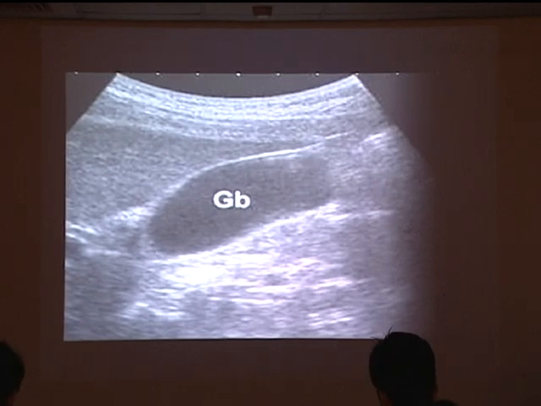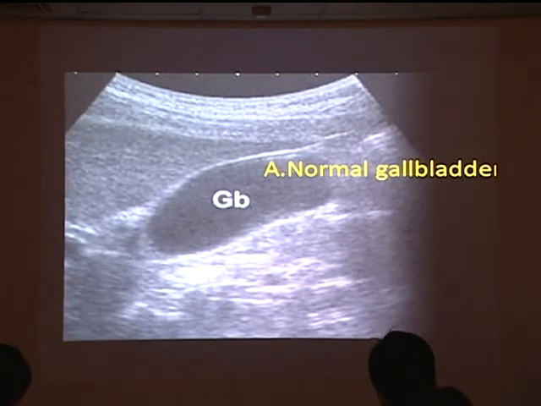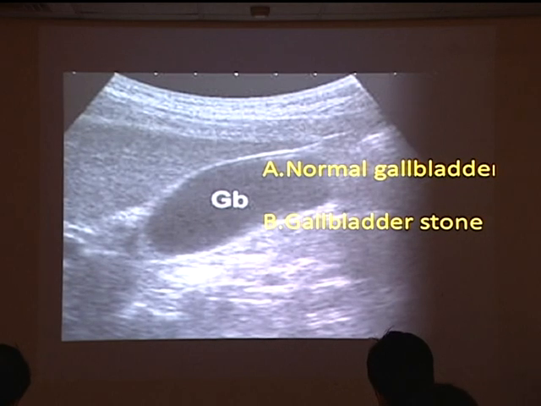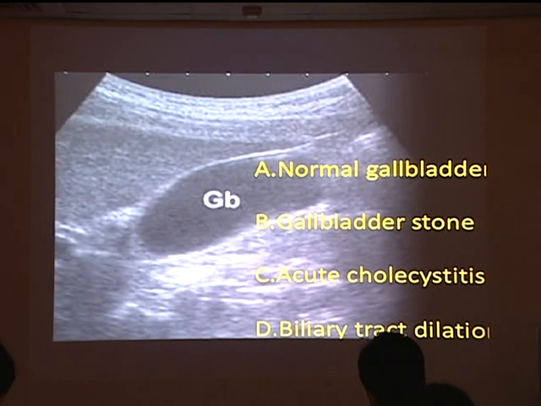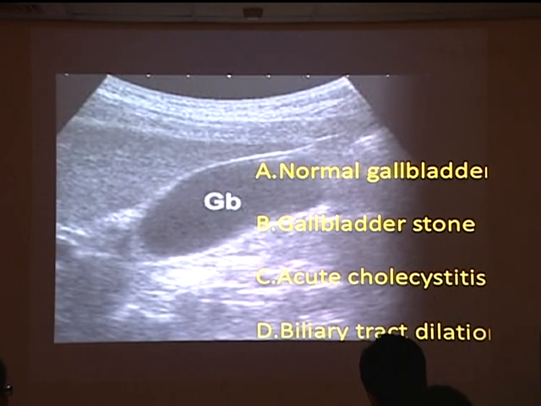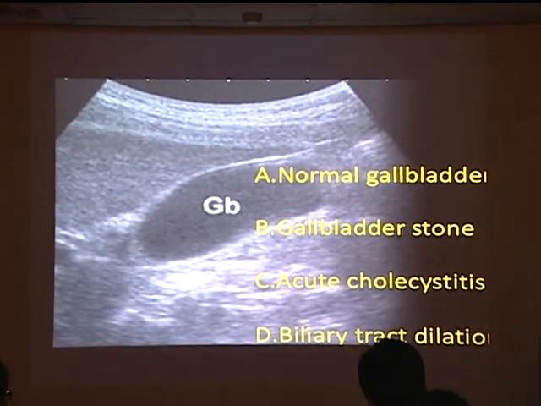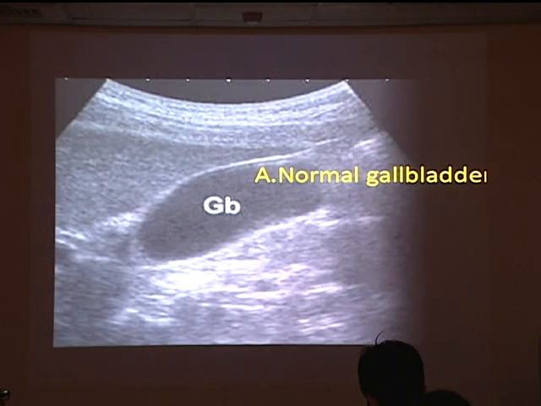What do you see in this image? A, normal gallbladder. B, gallbladder stone. C, acute cholecystitis. And D, biliary tract dilation. Which one? A. Okay. Yes. No problem. The first question is always the easiest question.